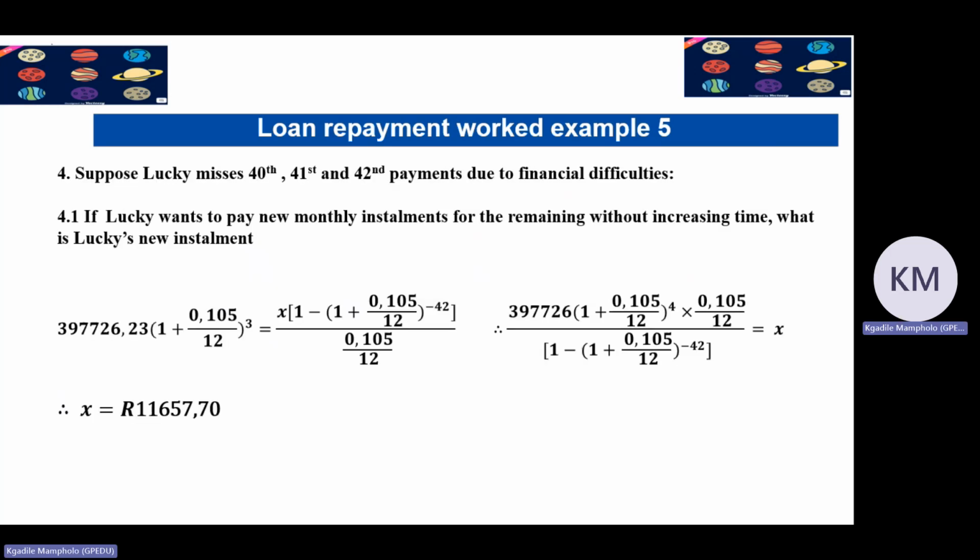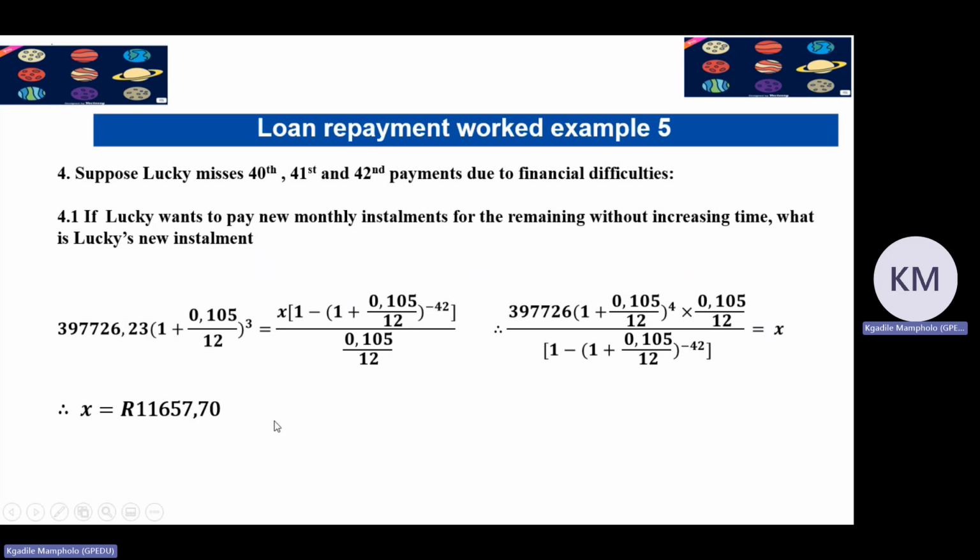Remember, Lucky was supposed to pay this loan in 84 payments. So if he missed up to the 42nd payment, it means after the 42nd payment, there were supposed to be 42 last payments remaining. But what is happening? Then it means like we're starting.